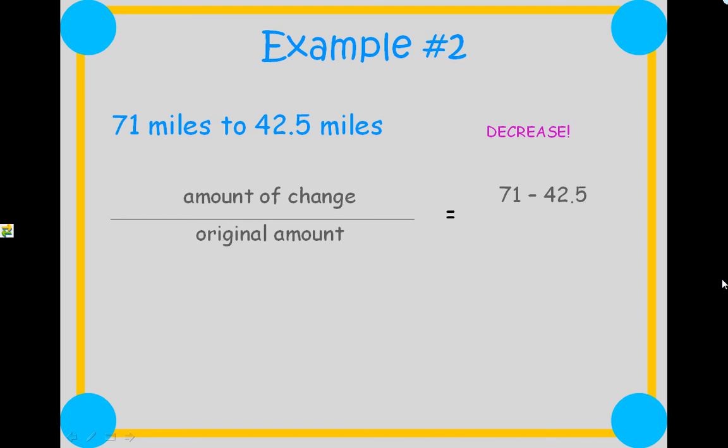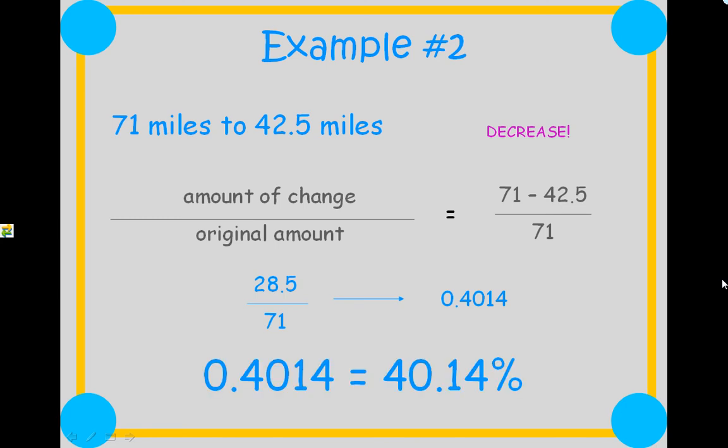And divide by the original amount, which here we started with 71. 71 minus 42.5 gives you 28.5. Divide by that 71, and when you do that, you get 0.4014, and that is rounded. Now we have to take that decimal and change it to a percent. This is a percent of change. And when we do that, we get 40.14%.